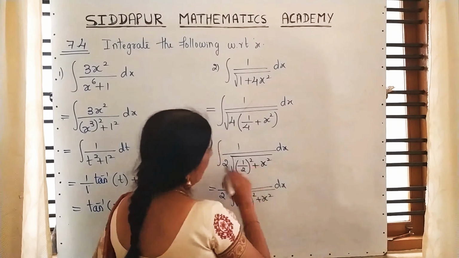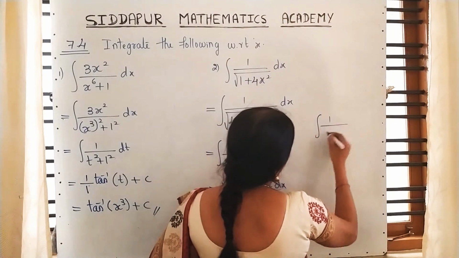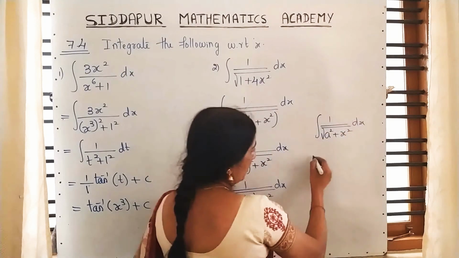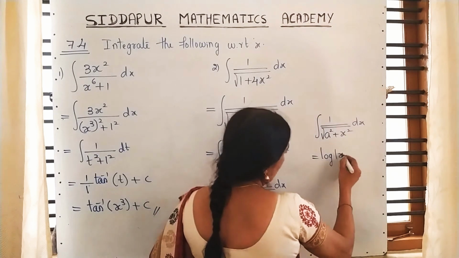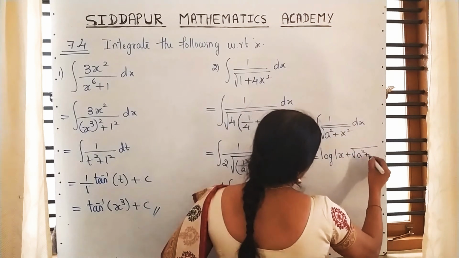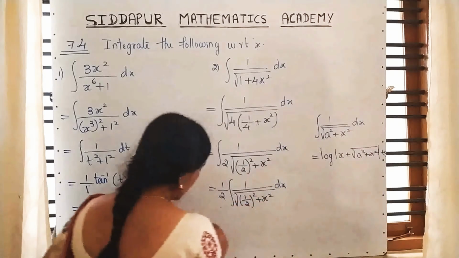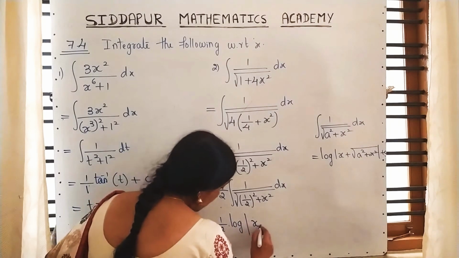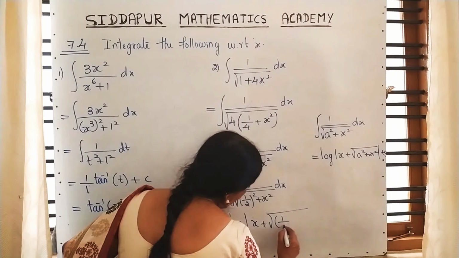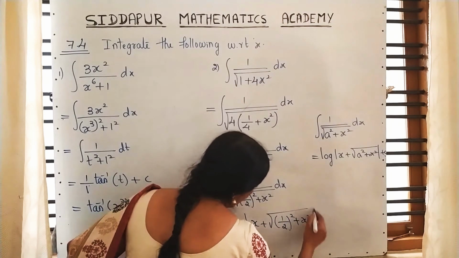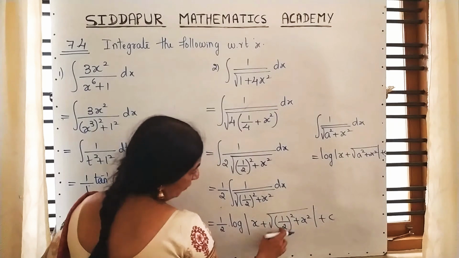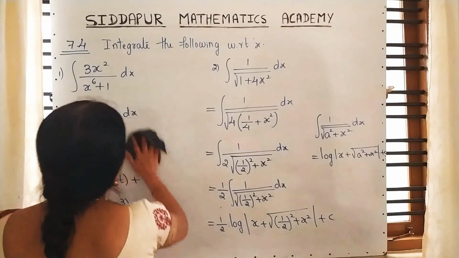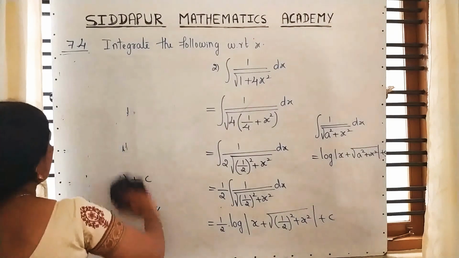Which formula is applicable? See, it is in the form of 1 upon root of a square plus x square or x square plus a square. It is the log of x plus root of a square plus x square plus c. So 1 by 2 I kept as it is. It is the log of x plus root of 1 by 2 whole square plus x square plus c. If you want, you can take the LCM and simplify also. This is one method.